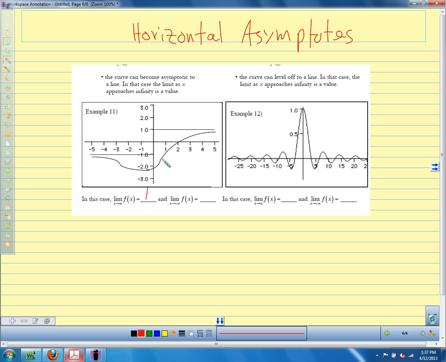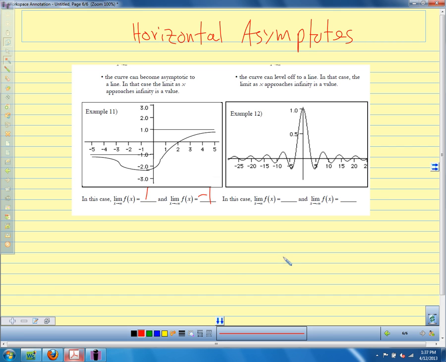As x approaches negative infinity, what is my function getting closer and closer to, Dane? On this one, negative 1. We have a horizontal asymptote at negative 1. So it gets closer and closer to negative 1. So you're just looking at the asymptotes. If it has a horizontal asymptote, then that's your limit. Your horizontal asymptote is your limit.